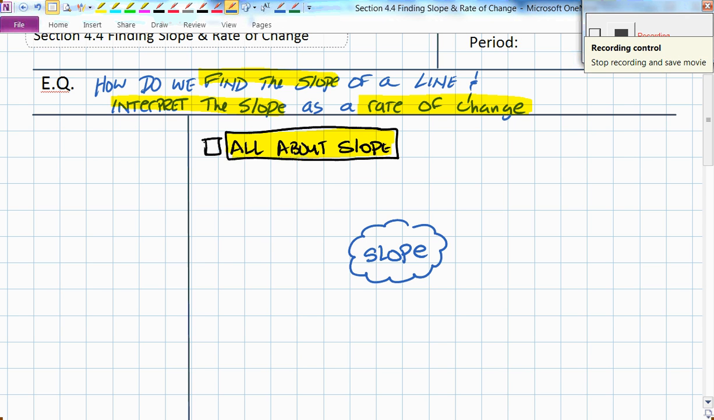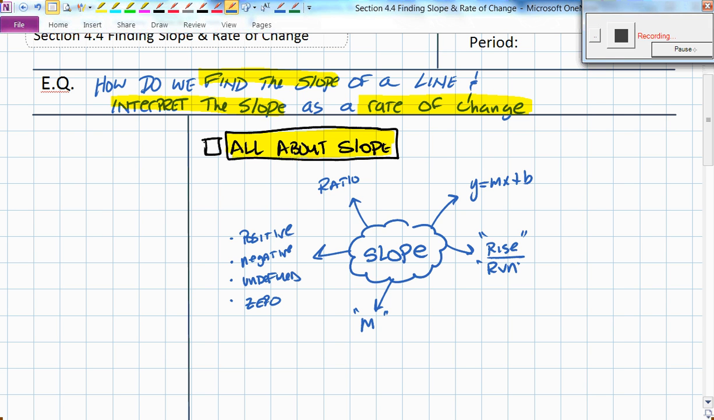Have you ever heard of the word slope before? Let the record show everybody's hand is in the air. Good. That makes total sense to me. So what I want you to do is just spit out everything that you know about slope, and I'm going to make a little mind map. Very good. Okay, this is pretty good.